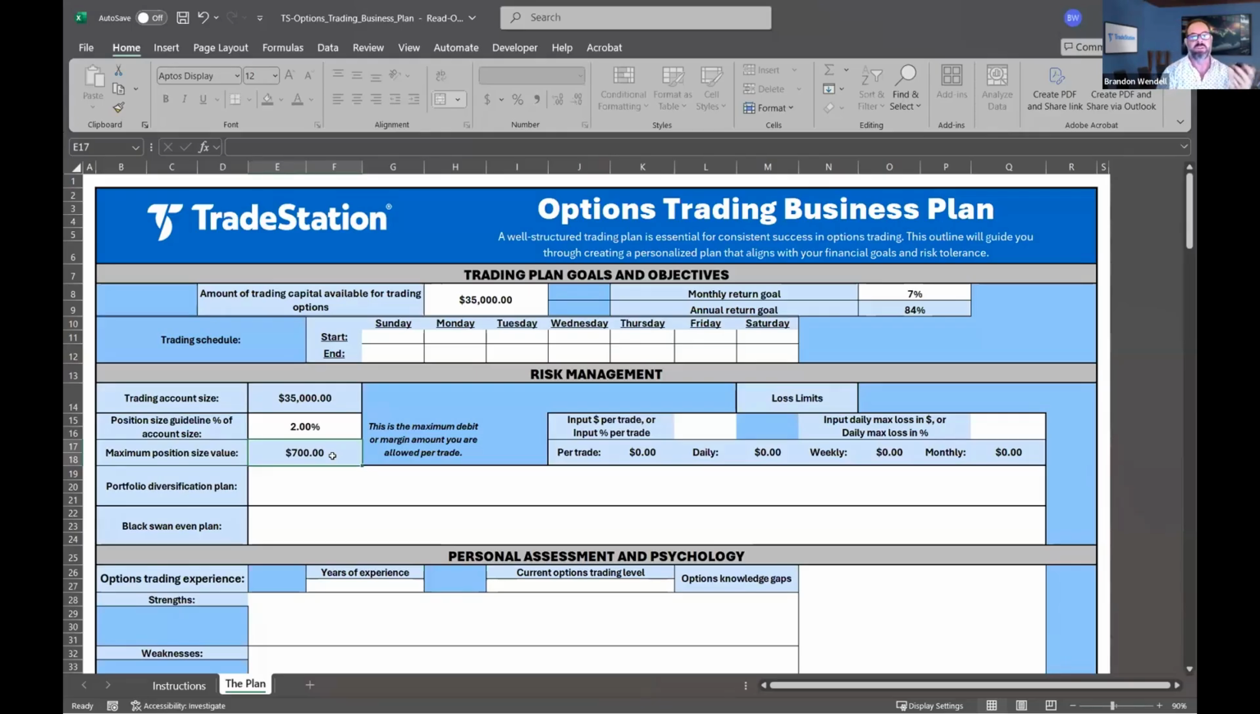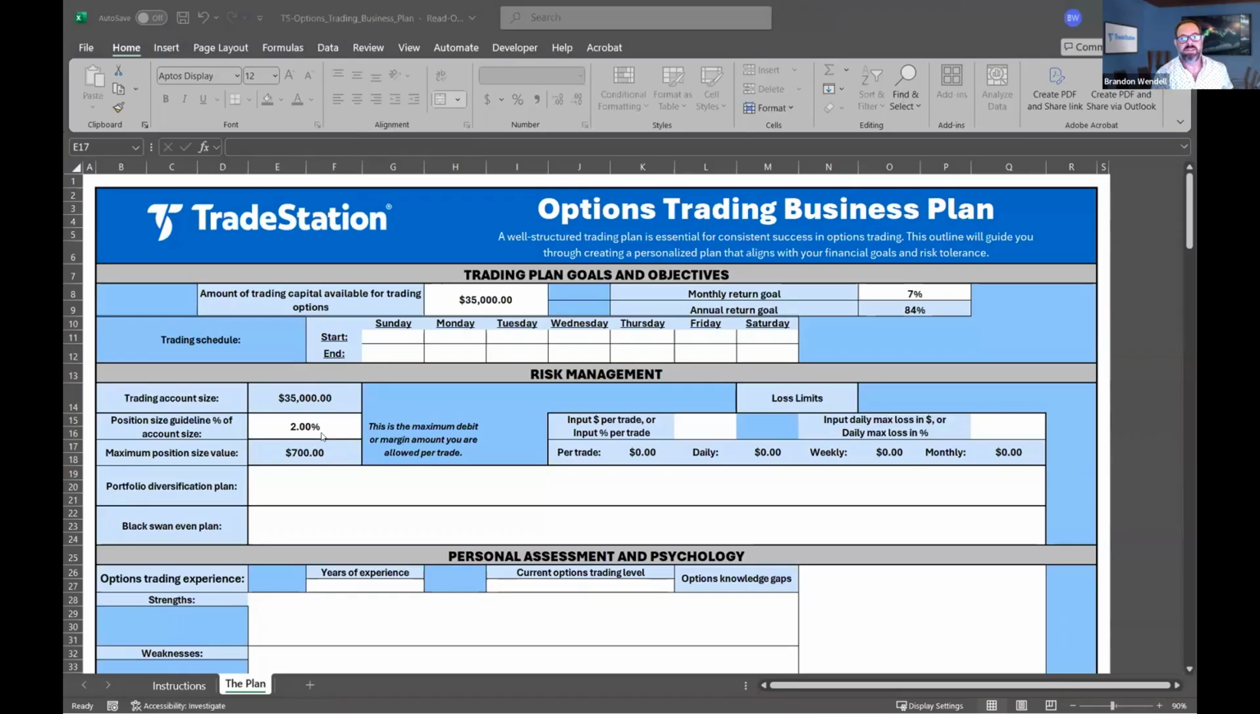I may not be able to do some of the credit strategies depending on the margin, and maybe even some debit strategies. I might have to adjust strike prices or time to make sure that I'm not using more than that amount of capital in each individual trade.